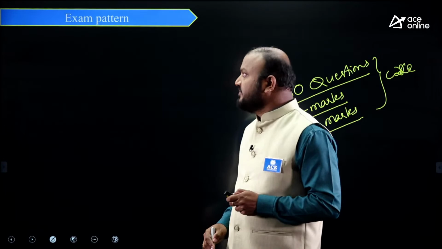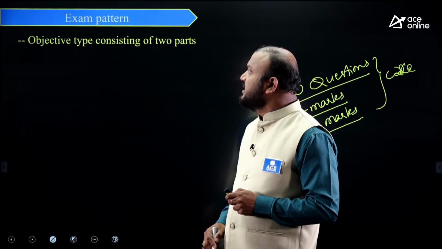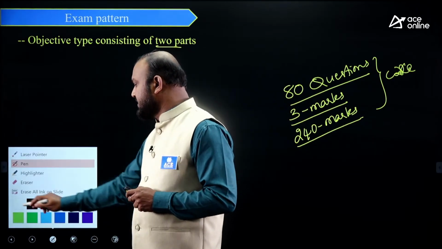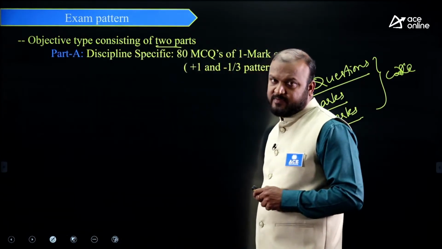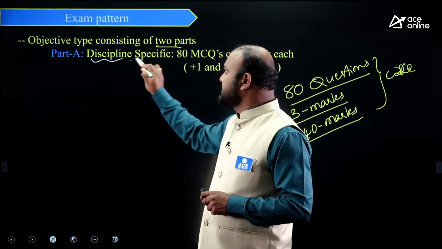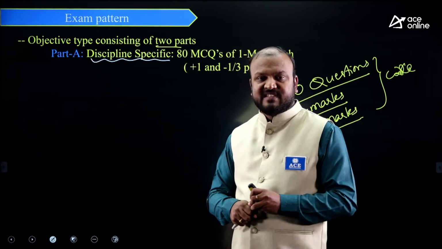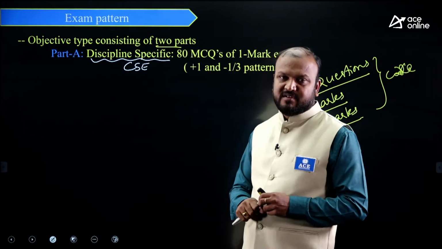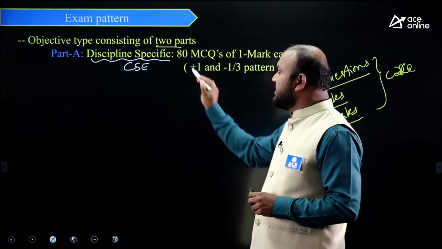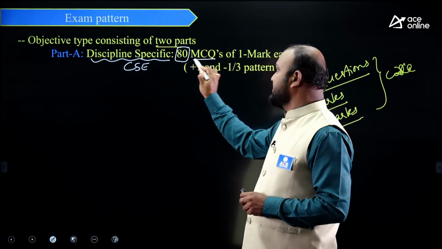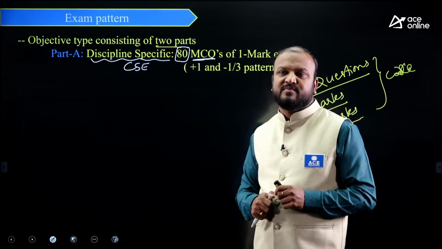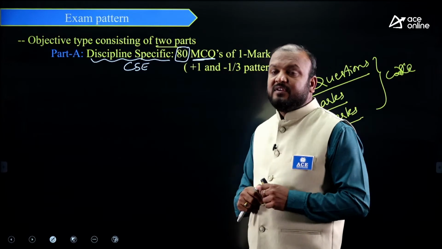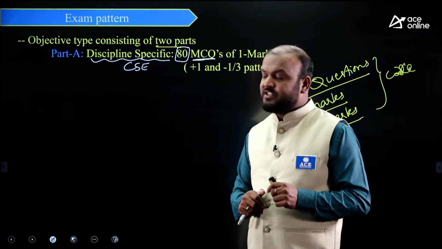Now, this time, the exam is consisting of 2 parts. It is divided into part A and part B. And part A is discipline specific because I am talking about computer science engineers. So it requires questions based on computer science engineering. And there are totally 80 multiple choice questions. GATE has numerical answer types and multiple selection questions, but this has only multiple choice questions.